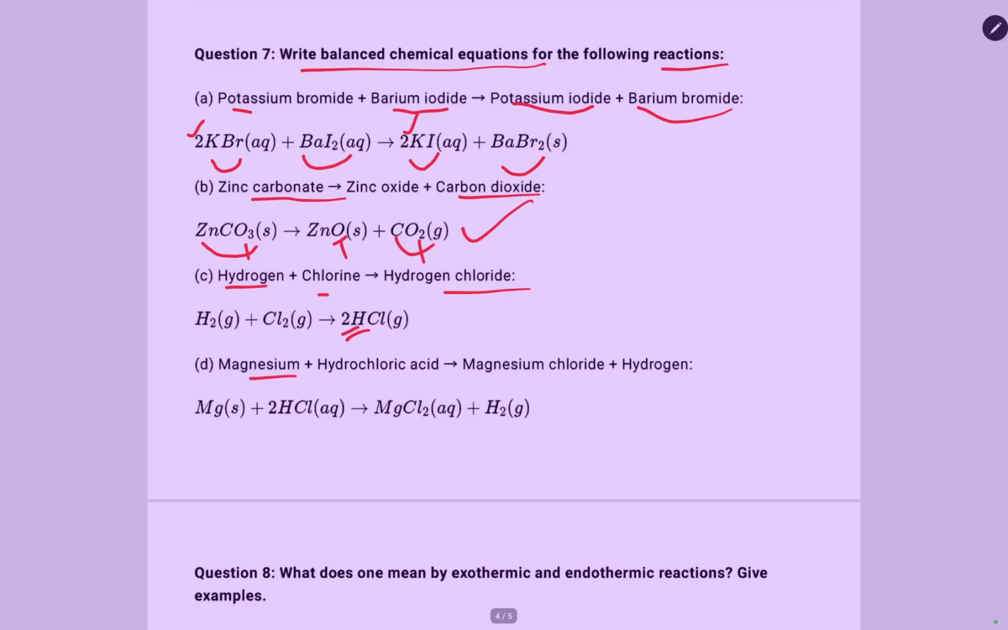Magnesium plus hydrochloric acid gives rise to magnesium chloride plus hydrogen. Magnesium is in the solid form, hydrochloric acid is in the aqueous form, magnesium chloride is in the aqueous form and hydrogen is in the gaseous form. Simply if you keep 2HCl, the equation gets balanced.